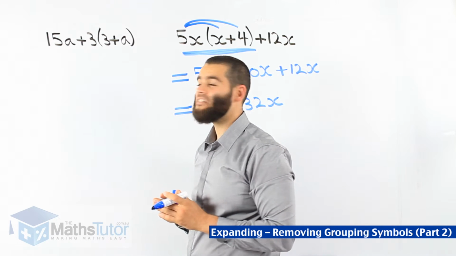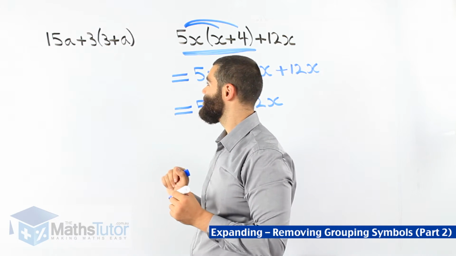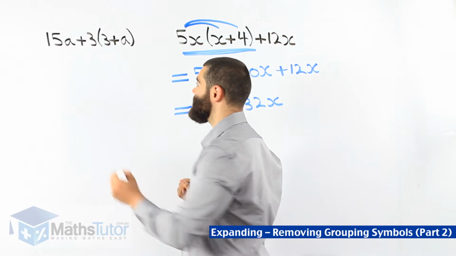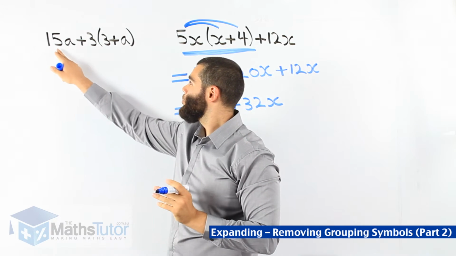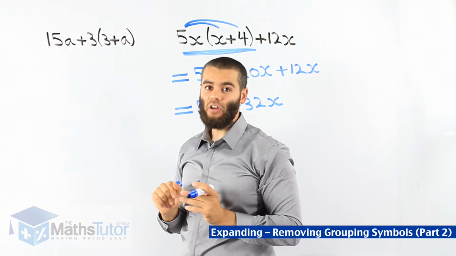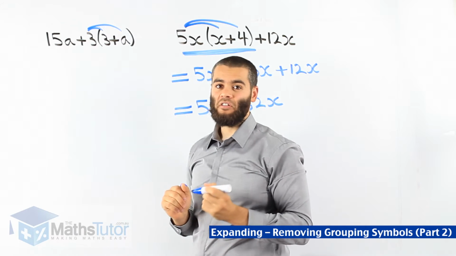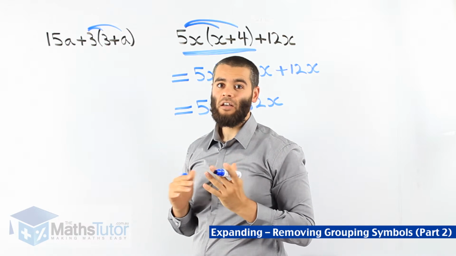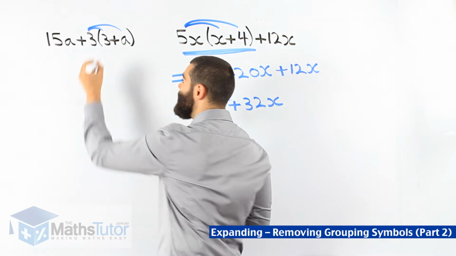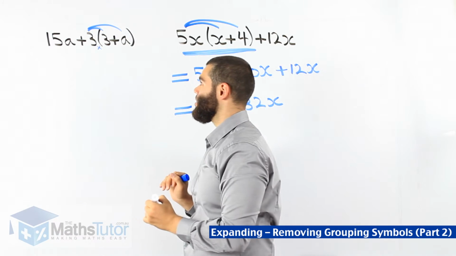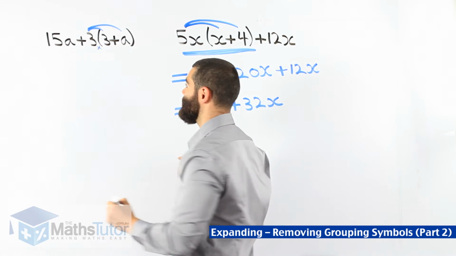Let's do the last one. 15a plus 3, open bracket, 3 plus a, close bracket. What do you notice? You notice that there is expanding here first. Now, do we add 15a and 3 first, or do we expand first? That's an important question. Well, we follow BODMAS. BODMAS says we multiply before we add. So here we know there's a multiplication. So we got to do the expanding first and then the addition second. Very important to follow that procedure.